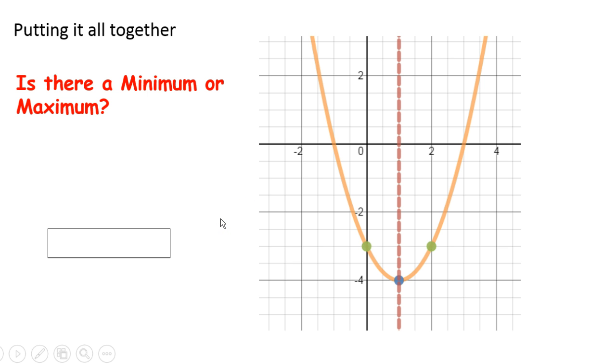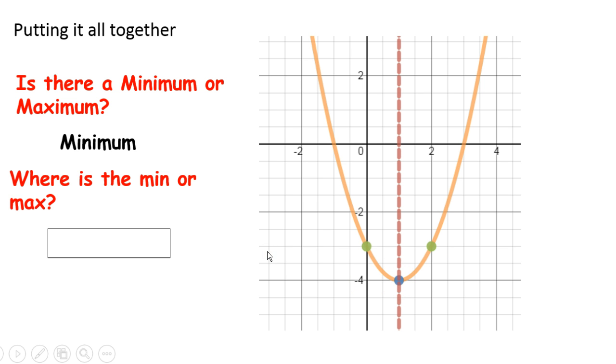Now, the only other question that you're going to have to answer when you do your exercises tomorrow is: is there a minimum or a maximum? That's the first question. So does this function right here have a minimum or a maximum? And you can see that it does have a low point. Right here is its minimum. What is the value of that minimum? Where does it lie? It lies at y equals negative 4.